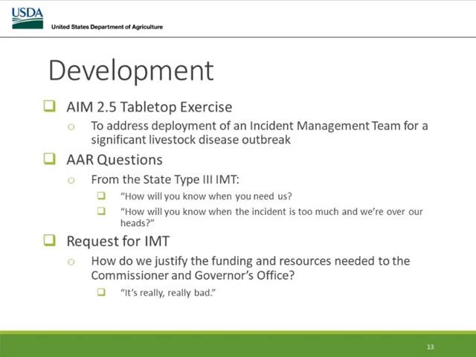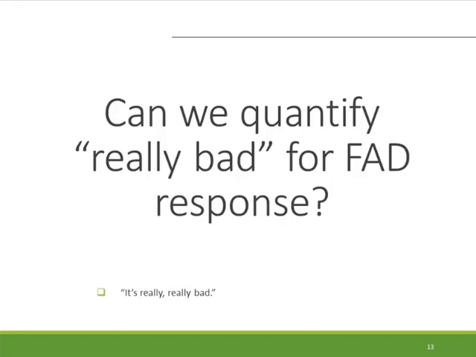Also, if we have to request an IMT, we have to go to our elected officials, our Commissioner of Agriculture or our governor, and say we need this money, we need these resources, and we need it now. Then they ask, how do you know you need that? How do you know you need that many people or that type of team? And we say, well, it's really, really bad. Sure, we can quantify really bad in a foreign animal disease outbreak by maybe the number of premises affected or the number of positives, but that doesn't actually go through how the complexity works. There's a lot more that goes into the resources needed. So our question was, for an ag incident, can we quantify really bad?